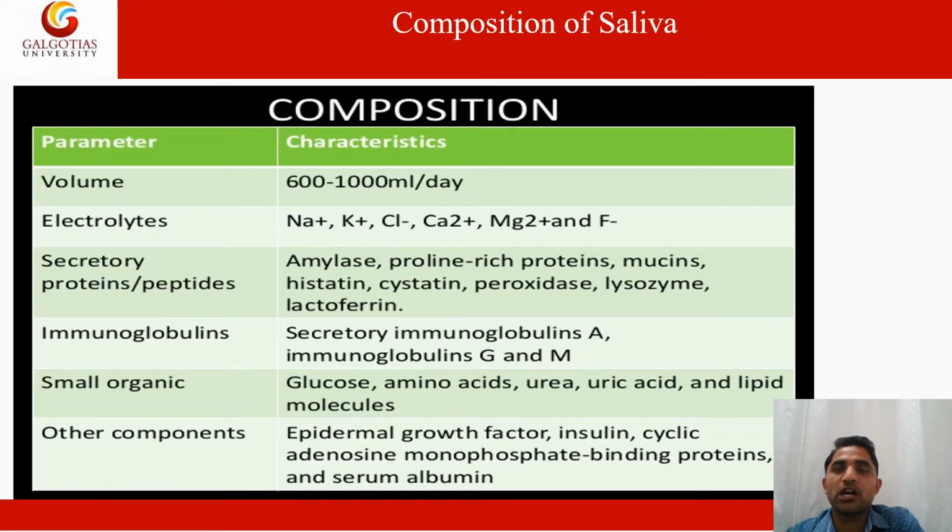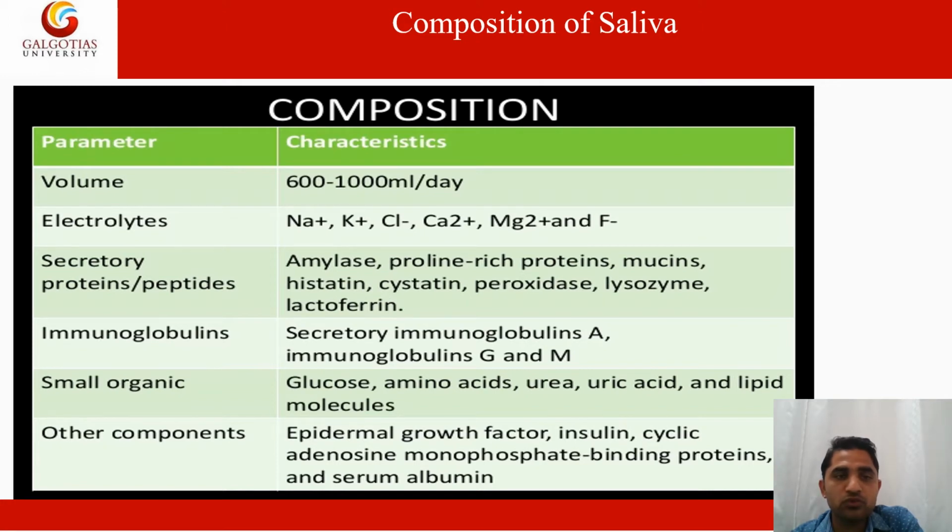Let's discuss the composition of saliva, its parameters and characteristics. The parameters are volume, electrolytes, secretory proteins, immunoglobulins, small organic molecules, and other components. Let's discuss the volume. As discussed in the previous slides, the volume is 600 ml to 1000 ml, about 1 liter of saliva secreted per day. The electrolytes secreted are sodium, potassium, calcium, and magnesium along with iron.